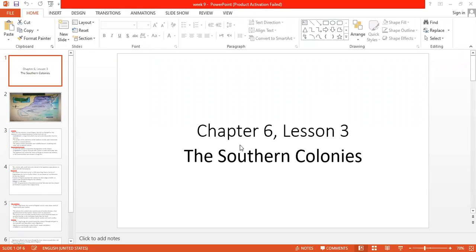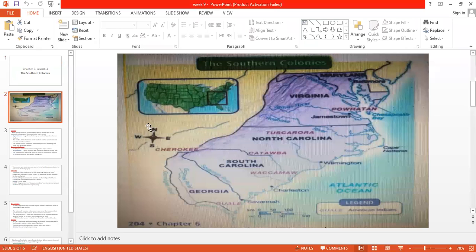Today we're gonna start chapter 6, lesson 3, the Southern Colonies. Let's check its map. Listen, guys, here is the map of America. And if we speak about the Southern Colonies, we're gonna zoom in on this part. This part is the Southern Colonies, okay?